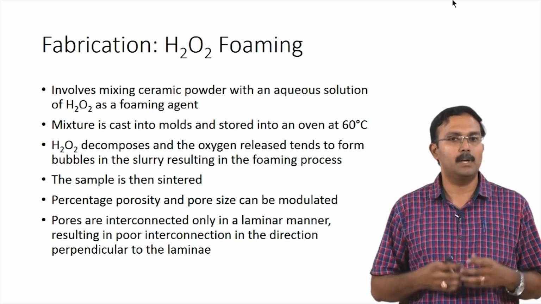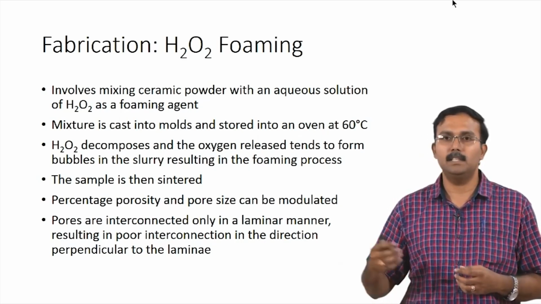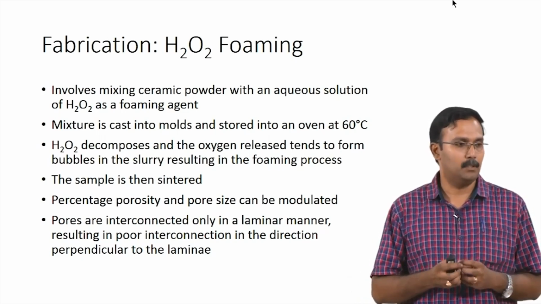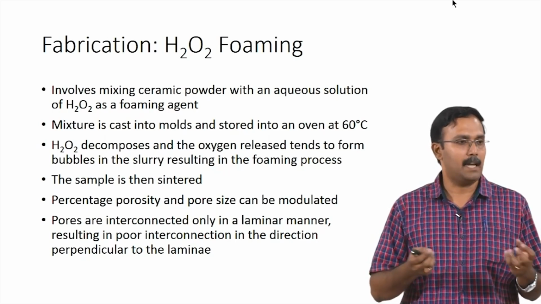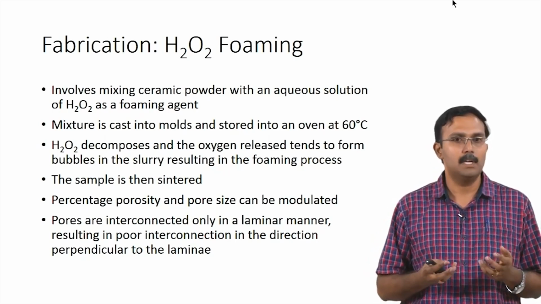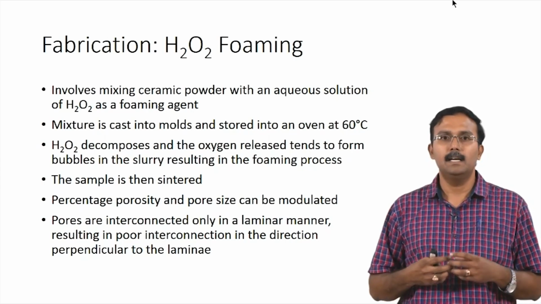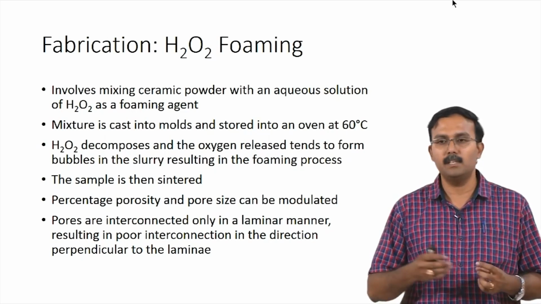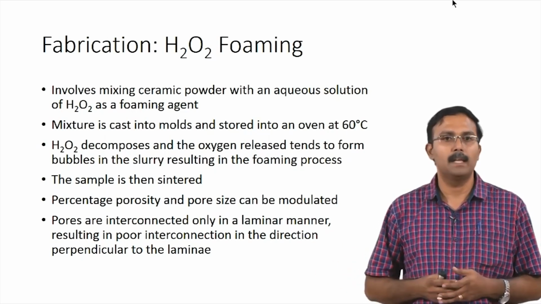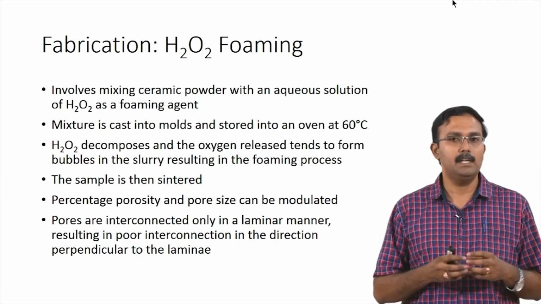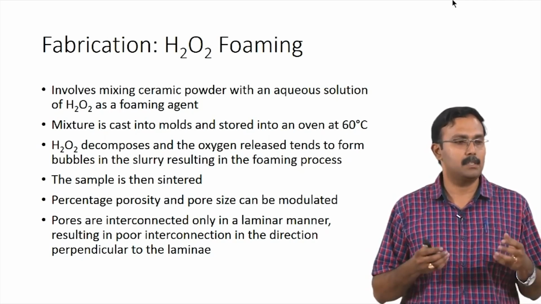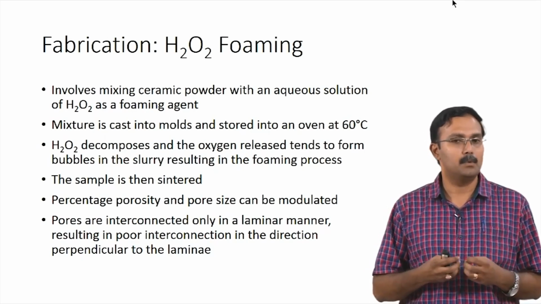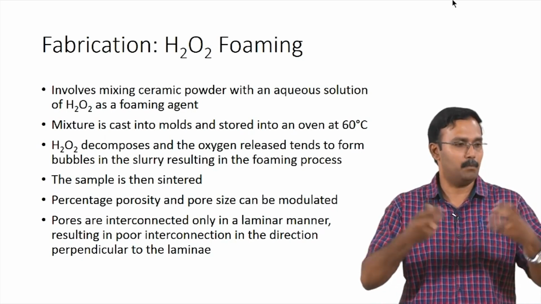The H2O2, hydrogen peroxide, decomposes and oxygen is released in the form of bubbles in the slurry, which causes the foaming process. As these bubbles come out, you create the pores, and finally the sample is sintered, and the percentage porosity and the pore size can be modulated by using different concentrations of H2O2 and so on. The pores are interconnected only in a laminar manner, which results in poor interconnection in the direction perpendicular to the laminae. So, it can only be connected in one direction.